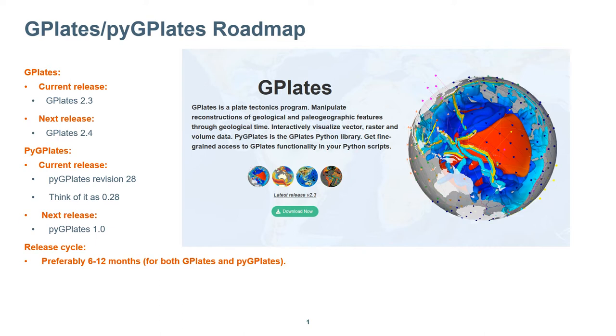So the current release is GPlates 2.3. I'll go over a little bit of that in a moment. And the current release of PyGplates is revision 28. So just think of that as 0.28. I think we started with revisions, but once we get to 1.0, we're just going to do proper revisioning. And we're going to hope to get these releases out every 6 to 12 months, a little more quickly than we currently have been.